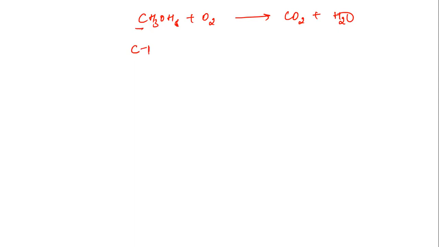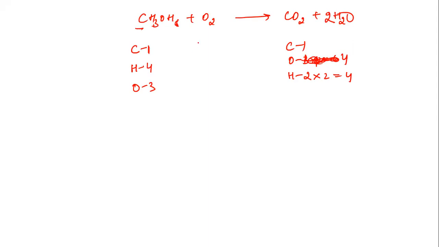Here you have 1 carbon. Hydrogen is 3 plus 1, 4. Oxygen is 3. On the other side you have 1 carbon, oxygen is 3, hydrogen is 2. Clear? If you simply multiply this by 2, you will get 2 hydrogen, 2 into 4, sorry, 4. So oxygen will become 4. Hydrogen is balanced.